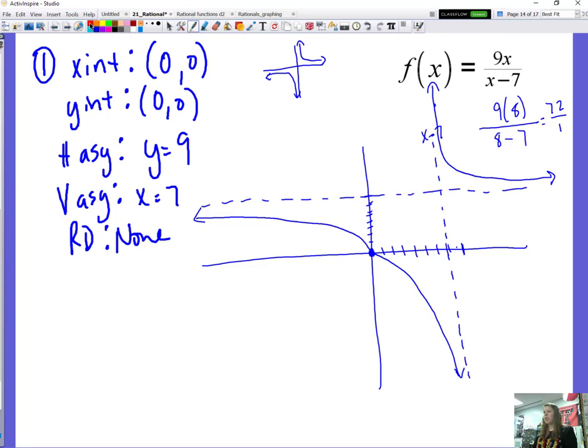So everything is going to stay here, and everything is going to stay here. And that's the only place that your graph is going to intersect the y-axis and the x-axis. Okay? So that's kind of the first example.